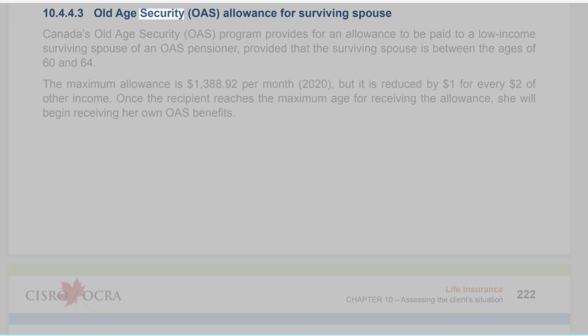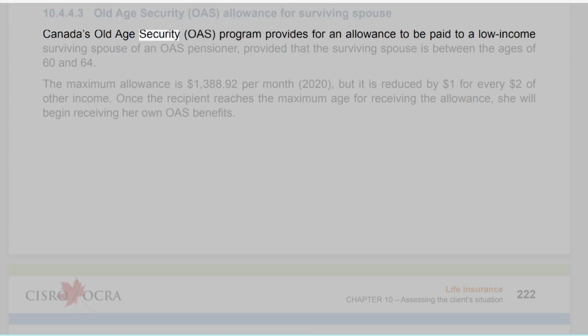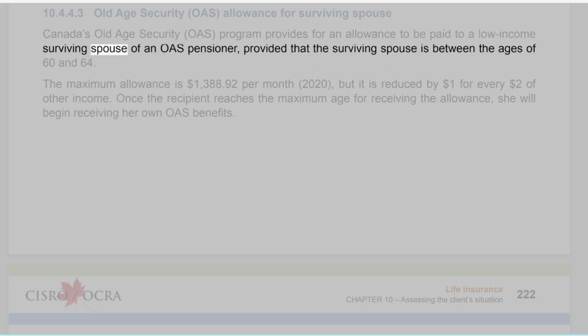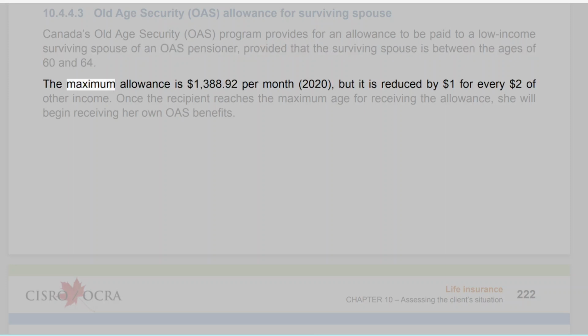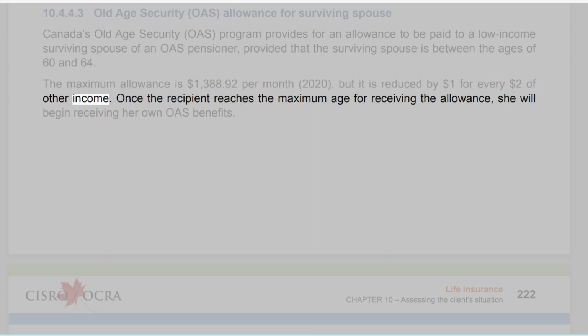10.4.4.3 Old Age Security, OAS, Allowance for Surviving Spouse. Canada's Old Age Security, OAS, program provides for an allowance to be paid to a low-income surviving spouse of an OAS pensioner, provided that the surviving spouse is between the ages of 60 and 64. The maximum allowance is $1,388.92 per month, 2020, but it is reduced by $1 for every $2 of other income. Once the recipient reaches the maximum age for receiving the allowance, she will begin receiving her own OAS benefits.